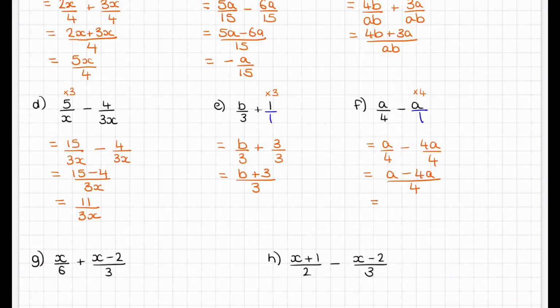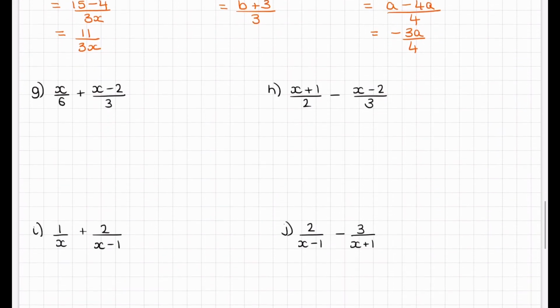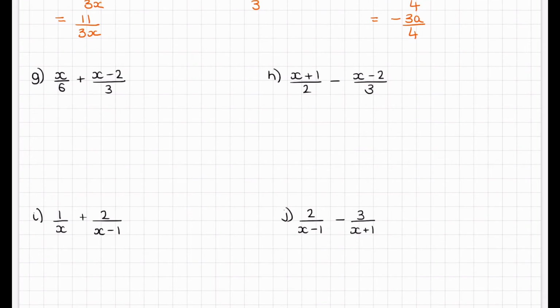And then a minus 4a, we can do something with that. We'll get minus 3a over 4. G, we have x over 6 plus x minus 2 over 3. So our lowest common denominator there will be 6, and we just have to multiply the second fraction by 2. So what we'll get is x over 6 plus 2, and then in brackets x minus 2.